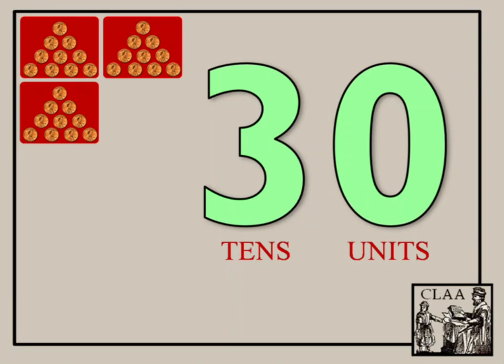How many pennies are there in this slide? Again, you don't have to count them all. You can see that there are 3 sets of 10 pennies. 3 sets of 10 pennies is 30. You can see the number written on your screen has a 3 in the tens place because there are 3 sets of 10, and a 0 in the units place because there are 0 units left over. 3 sets of 10 is 30.